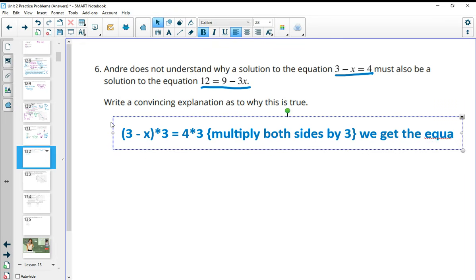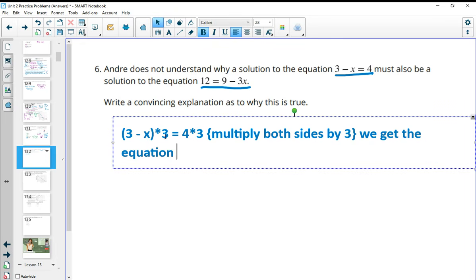We get the equation. If you do 3 times 3, you get 9. If you do 3 times -1, you get -3x, and then equals 12. So if we just multiply both sides by 3, we get this equation. And this equation is equivalent to, if we said 12 equals 9 minus 3x, if we just move it across the equal sign.